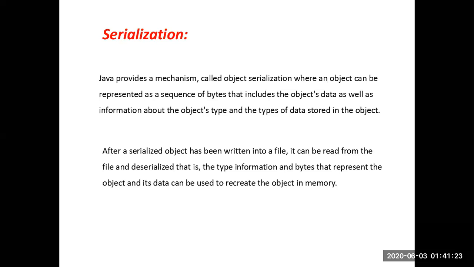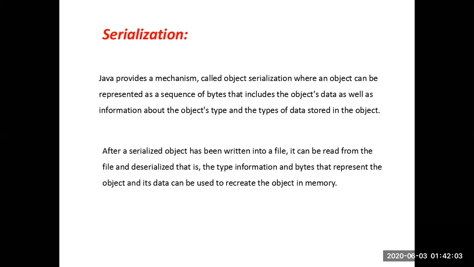While converting the object into a sequence of bytes, not only the object, along with the object, the information, the data related to that object is also converted into a sequence of bytes. That means the name of the object, the type of the object, that means for which class the object is created, the data type of the object, as well as the values stored in that object. Whatever instance variables are related to that object, the information about the instance variables is also stored.